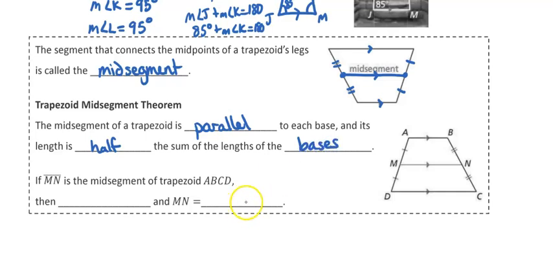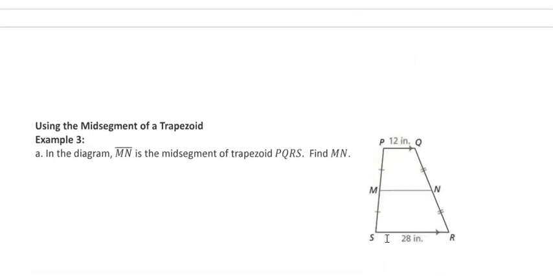All right, so what that means is that AB, the top base, is parallel to the mid-segment MN, and that's also parallel to the bottom base, DC. And the mid-segment MN is half the sum of the bases. So base 1 is AB plus base 2 is DC. You add them together and then you halve it, and that's how long the mid-segment is.